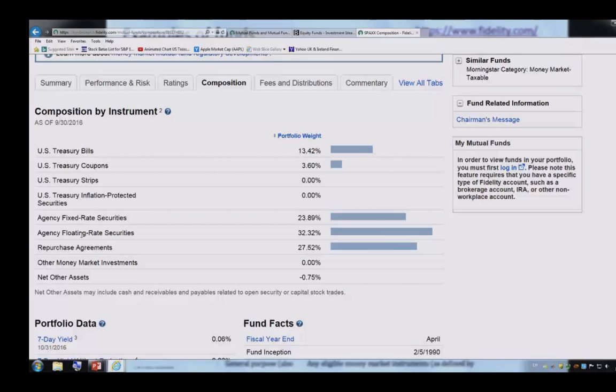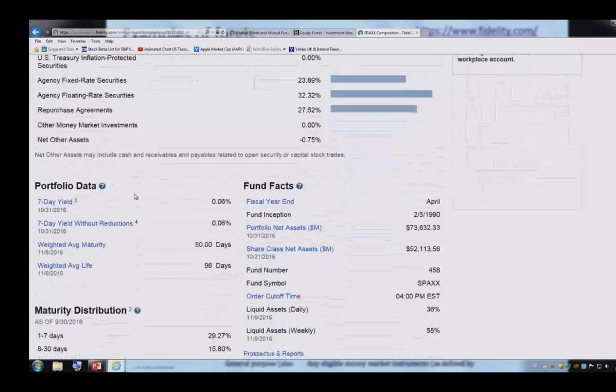Government agencies are companies sponsored by the US government. So the bonds issued by these government-sponsored companies are considered much safer than regular companies' bonds. And 27% of their money is invested in repurchase agreements, or repos. We'll study repos maybe next week or week 10. So that's their portfolio composition.